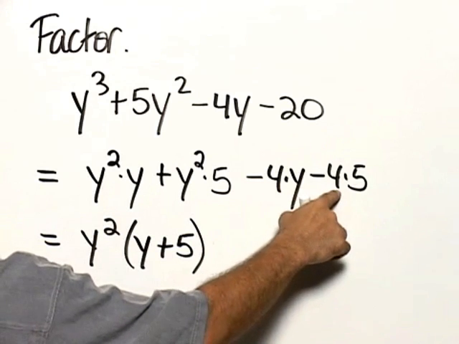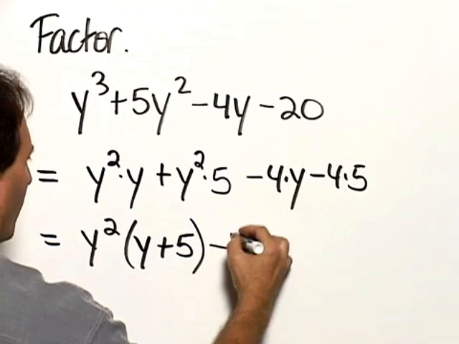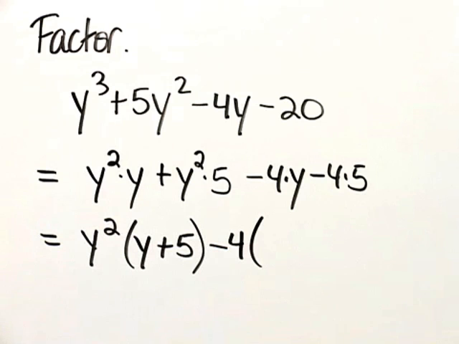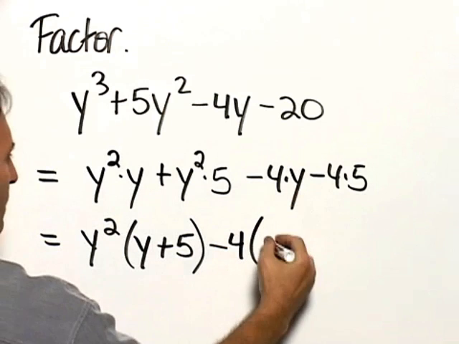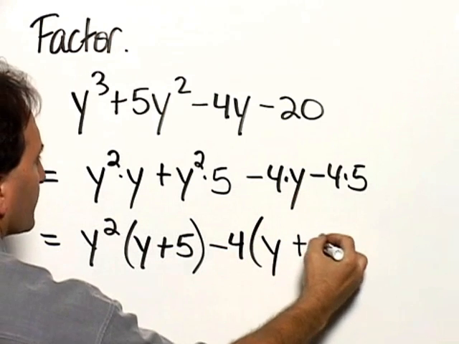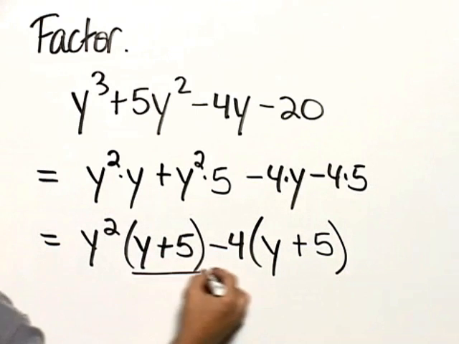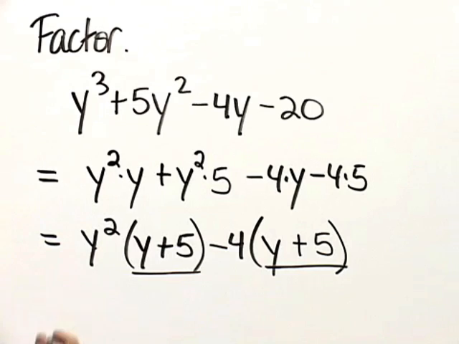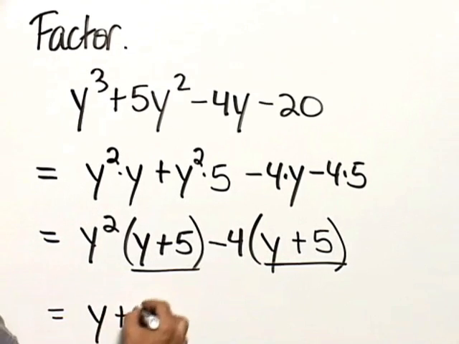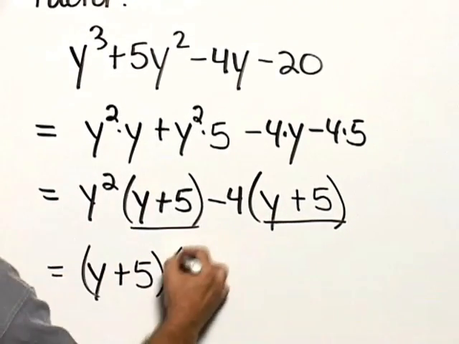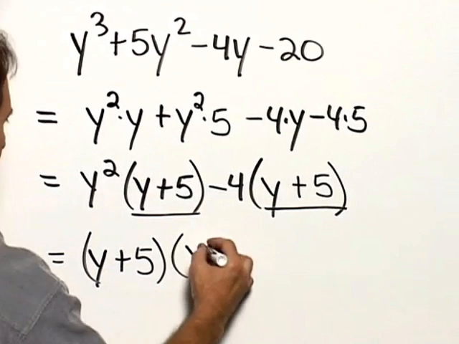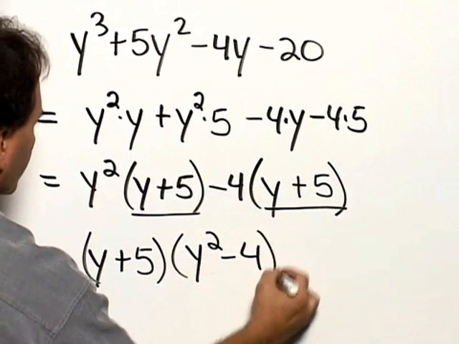In this pair, we see a common factor of negative 4. We factor out the common factor of negative 4, it would leave us with y plus 5, which is good because now we see we have another common factor of y plus 5. We factor out y plus 5. That leaves us in parentheses y squared minus 4.